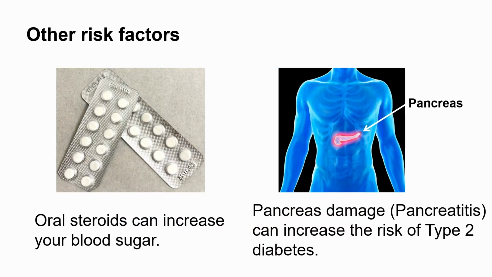Oral steroid tablets or steroid injections, which can be necessary to treat other conditions, can increase the risk of type 2 diabetes because they can increase your blood sugar levels. Any damage to the pancreas, such as pancreatitis, can have an impact on the insulin production, which can increase the risk of getting type 2 diabetes.